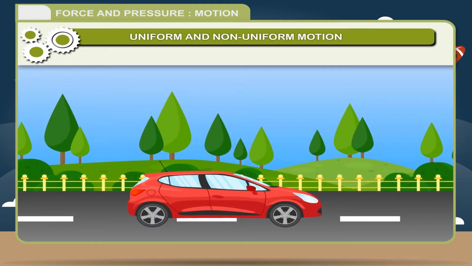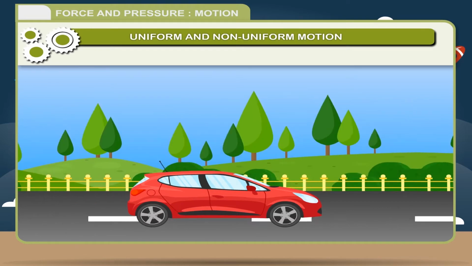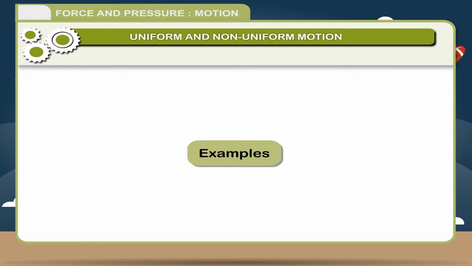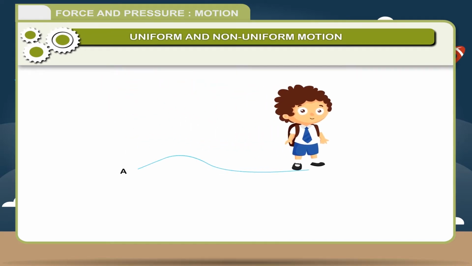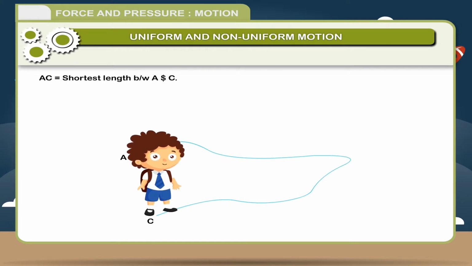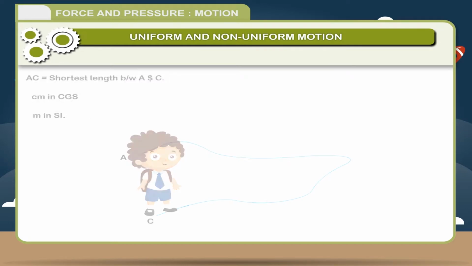Displacement. The length of the path travelled by a body in a certain interval of time in a specific direction is called displacement. Example, in the figure, the person moves from point A to C. The displacement AC is equal to the shortest length between A and C. It is the shortest length between the initial and the final position of the body. It is a vector quantity because it has both magnitude and direction. Its units are centimeter in CGS and meter in SI.